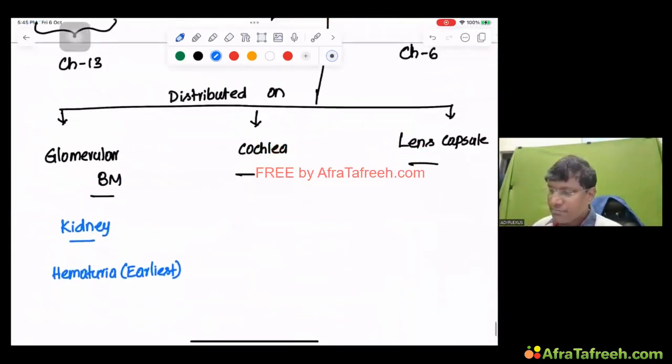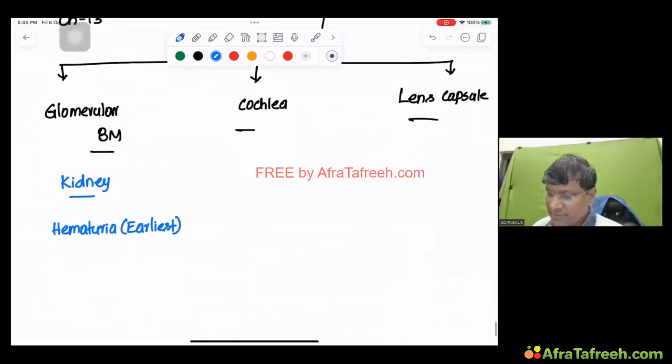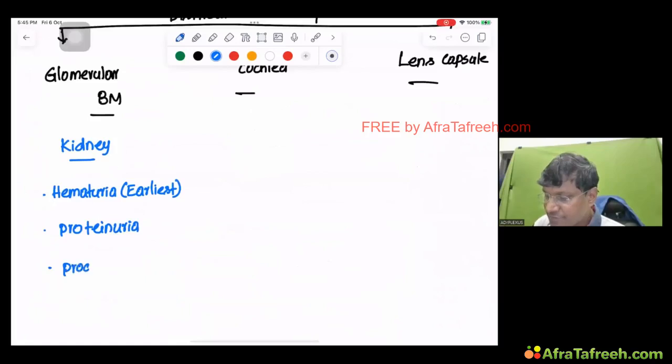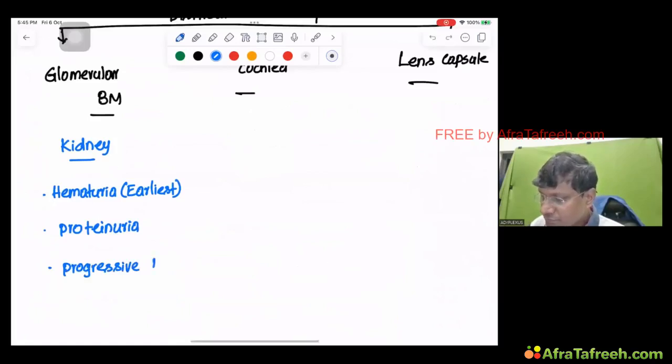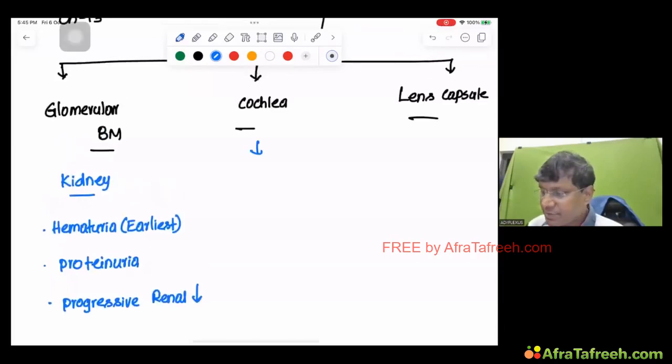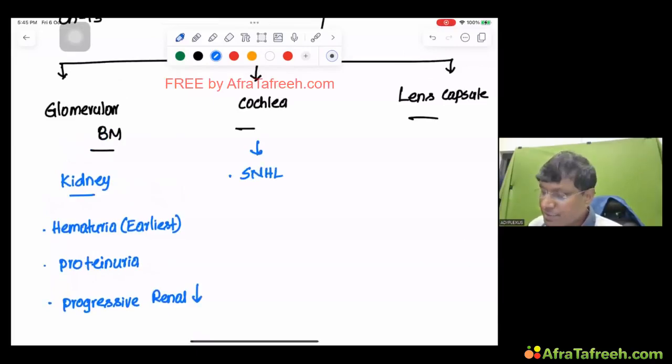Right. Now, because of defect in the kidney, these patients will have hematuria, and it's nephrotic syndrome. So they'll have proteinuria, then they'll go into a state of progressive renal insufficiency. And there's defect in the cochlea. So this will be resulting in sensorineural hearing loss. And sensorineural hearing loss will be the most common extrarenal abnormality.